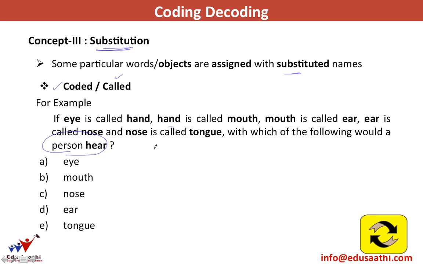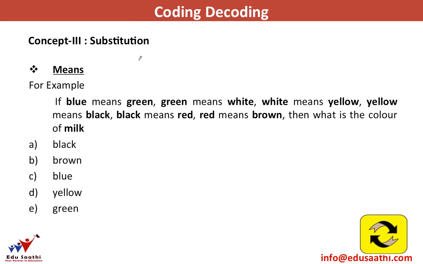Now, we all know that we hear using our ears. But ear has been coded as what here? Ear is called nose. So where would you hear from now? Your nose. Let's look at the second question on substitution.